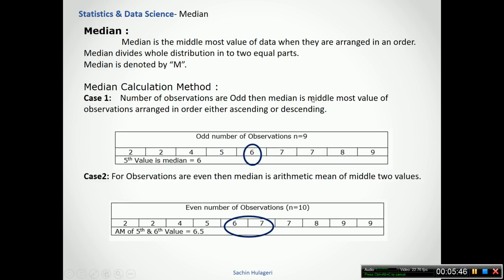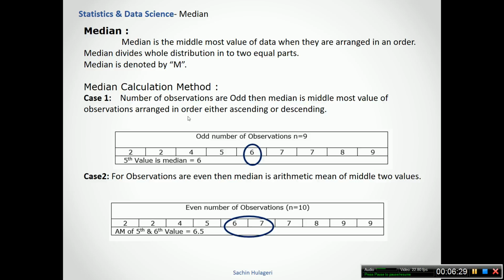Okay, so let's see the median. Median is the middlemost value of the data when they are arranged in order. Median divides the whole distribution into two equal parts. Median is denoted by M. So when we have a set of data and arrange it in ascending or descending order, the middlemost value is known as the median. As the data is arranged in order and we take the middlemost value, it divides the whole data set into two parts. Let's see how we can calculate the median.